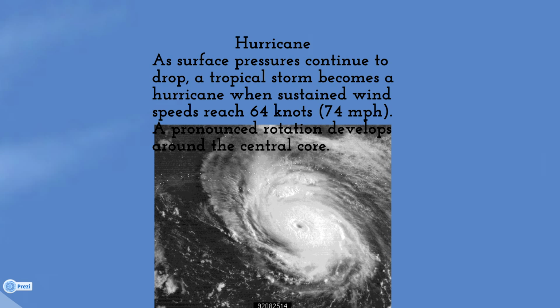Now you are finally ready to become a hurricane. As the surface pressure continues to drop, a tropical storm will become a hurricane when sustained winds reach faster than 64 knots. A pronounced rotation develops around the central core. Congratulations, you are a hurricane.